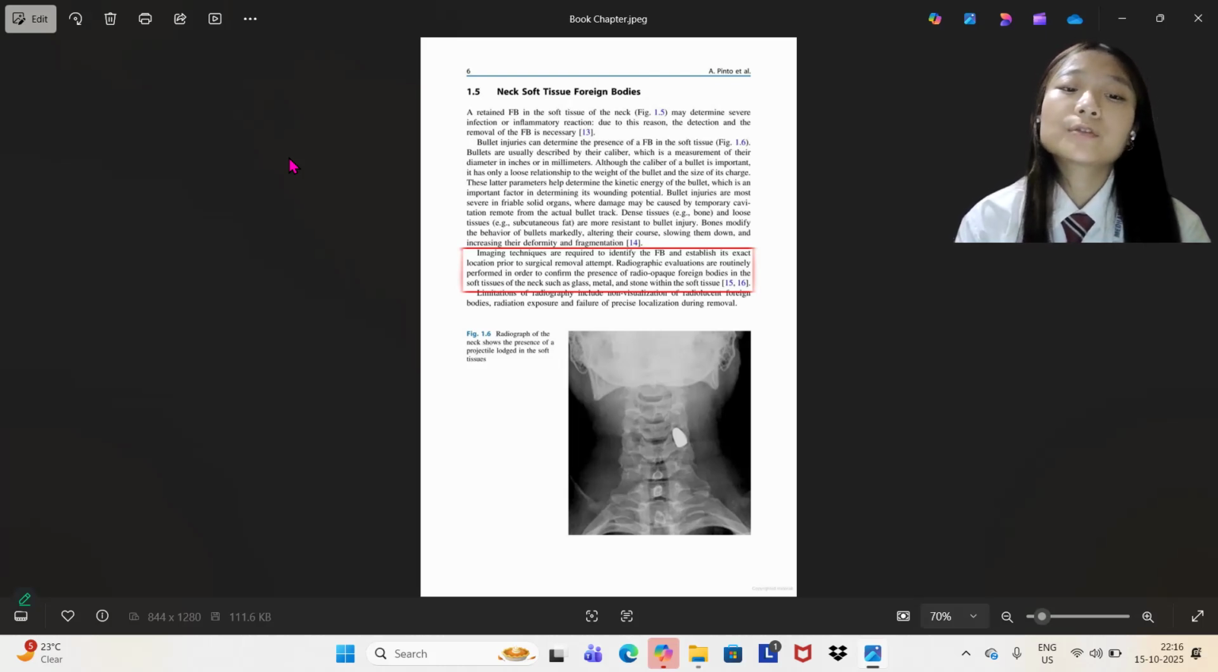It also points out the limitations of X-ray, that radiolucent materials like plastic or wood will not always be visible. In those situations, other modalities such as CT or ultrasound may be used.